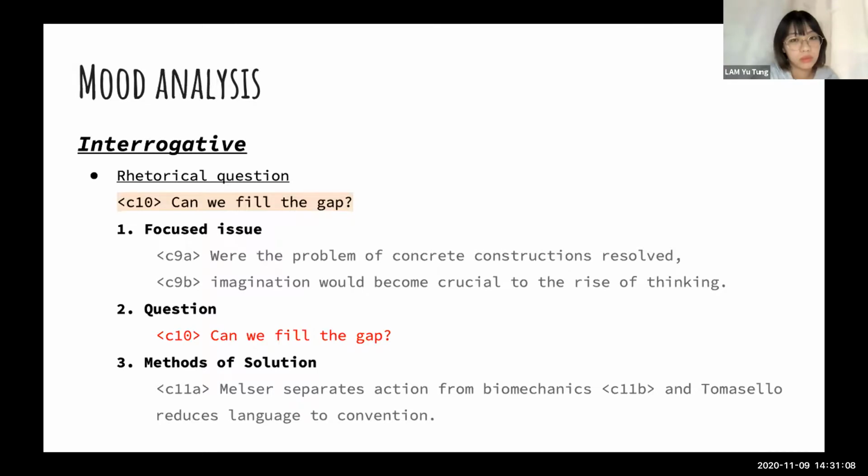As we can see, the writer is trying to address the issue of concrete construction before the question, and he explains how the view of the other experts contributes to his new ideas after raising the question.